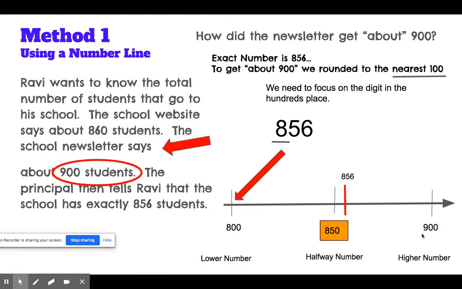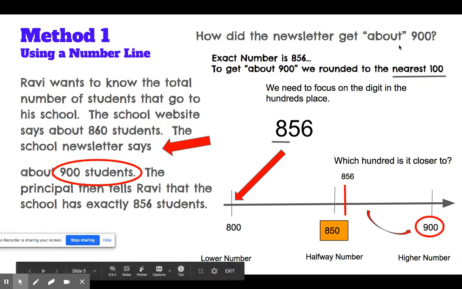So once again, we're going to put that exact number on the number line. So it's 856. And we're going to ask which 100 this time is it closer to? Well, 856 is closer to that 900. So that's how the newsletter got 900. When you're rounding 856 to the nearest 100, it's 900.